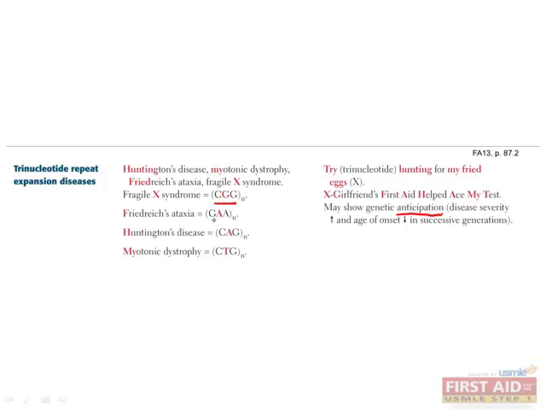You should memorize the actual trinucleotide repeats, since these could help you on the exam. This mnemonic might help you remember at least the middle letter. X, girlfriends, first, aid, helped, ace, my, test.